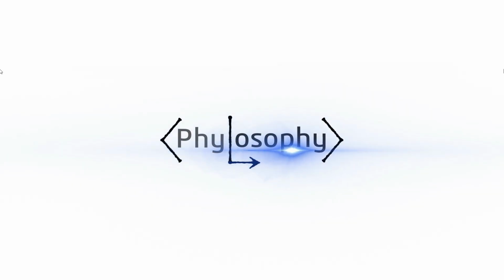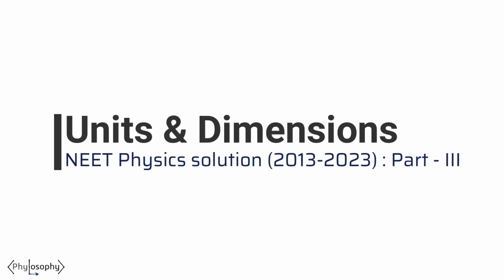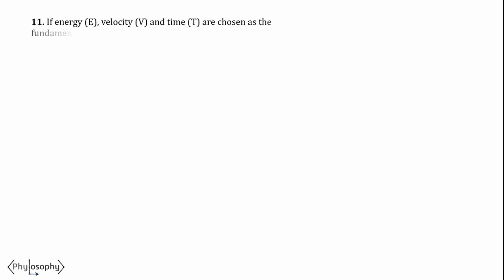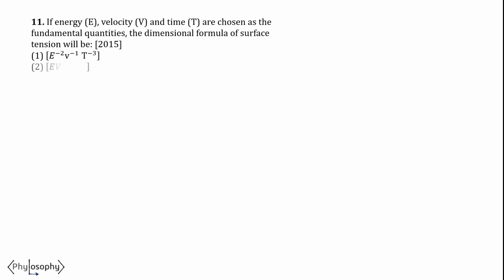Hello everyone. In this video we are going to solve 5 more problems that appeared in NEET exams. So our first problem is, if energy E, velocity V and time t are chosen as fundamental quantities, the dimensional formula of surface tension will be, and 4 options are given.